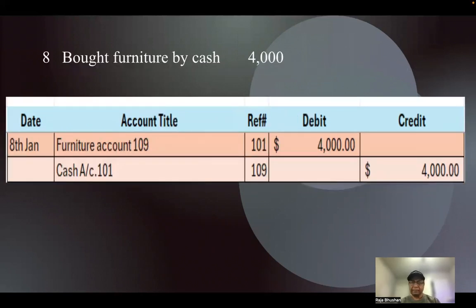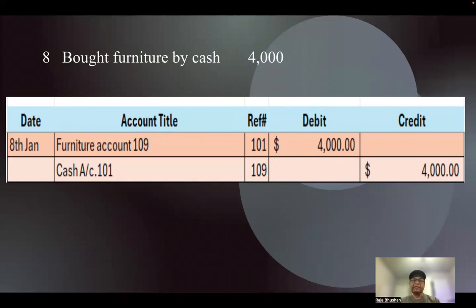What happened here? What's happening? Yes, cash is going out, right? When you are purchasing something, you are paying something. So when you are purchasing something, what is coming in? Furniture is coming in. So when furniture comes in, furniture is an asset. So asset balance goes up. So which account do we debit? To increase an asset, we debit it. So furniture account is debited and cash account is credited.